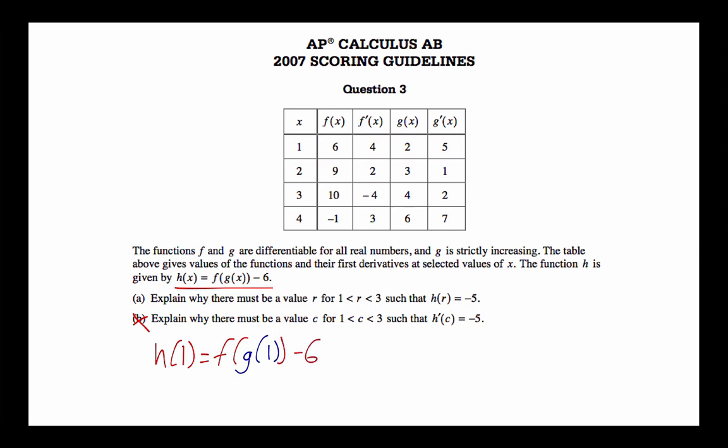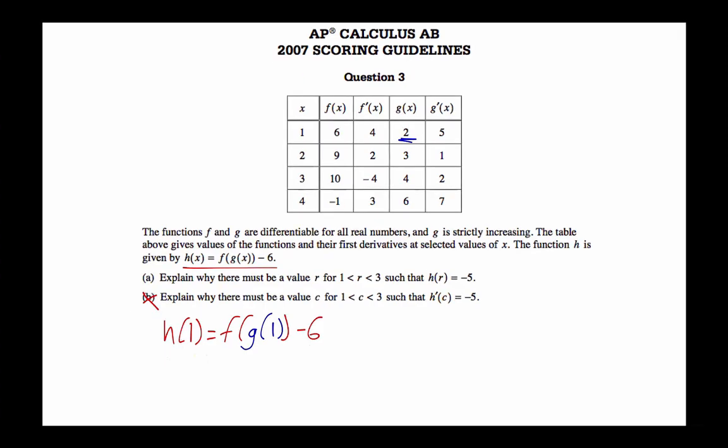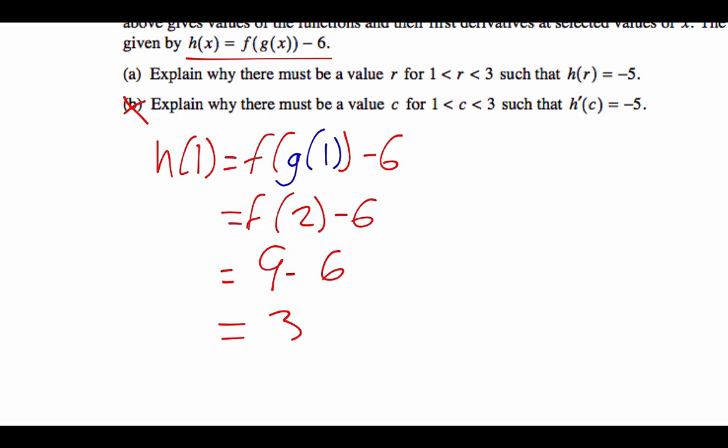So we got to do that g of 1 first. Now we don't have the actual function, but we have g of 1. g of 1 is 2. So we can replace g of 1 with 2. So we got f of 2 minus 6. Now f of 2, again, we don't have the exact function, but we can figure that out. That's 9. So this ends up being 9 minus 6, which when you do that simple subtraction, we get 3. So h of 1 equals 3.